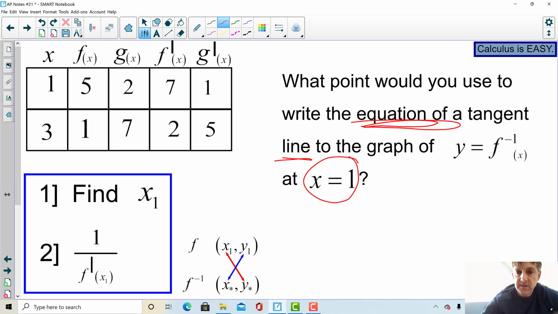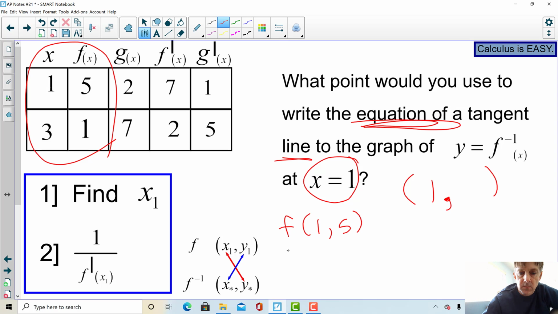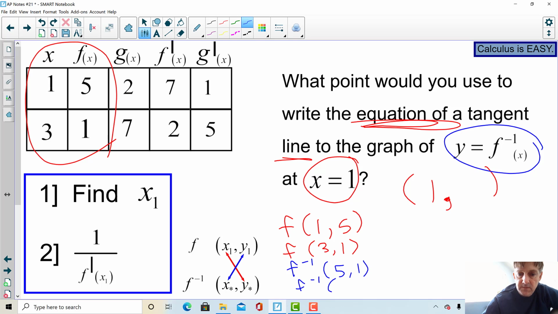We already have the x value. It's going to be 1 comma something. We do have a couple points over here that we can look at. For f, we know that when x is 1, the y is 5. We also know that when x is 3, the y is 1. So for f inverse, that tells us that when x is 5, y is 1. And for f inverse, when x is 1, y is 3. Just switch the order of the x and the y.